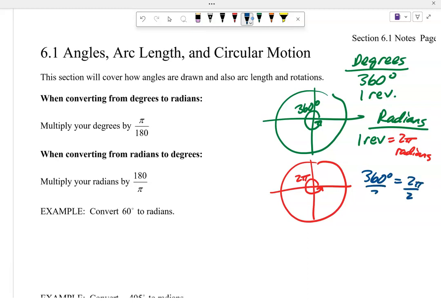If I divide both sides by 2, 180 degrees, or half a revolution, is the same thing as pi radians. So that's what we're going to use to convert from degrees to radians.